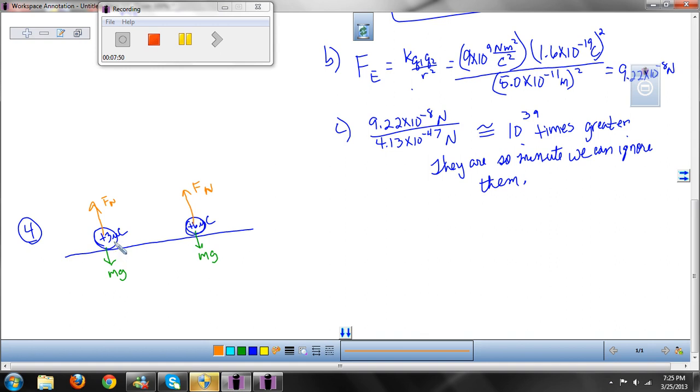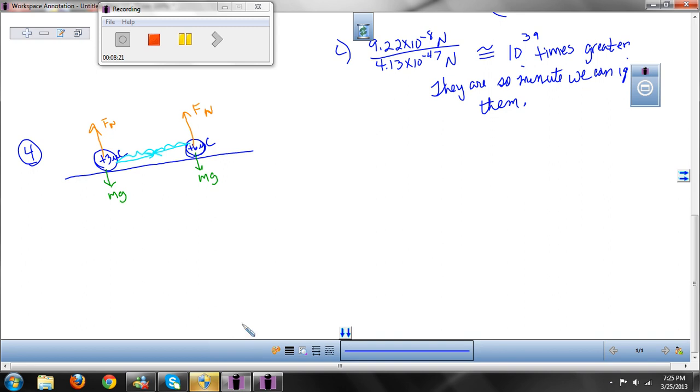And then we know that this one is pushing this one away. And this one is pushing this one away. And these should be about the same length, because the force is the same. And then I think that's it. I could put the gravitational attraction between them, but like I said, it's typically so tiny, 10 to the minus 47. We're not going to worry about it.